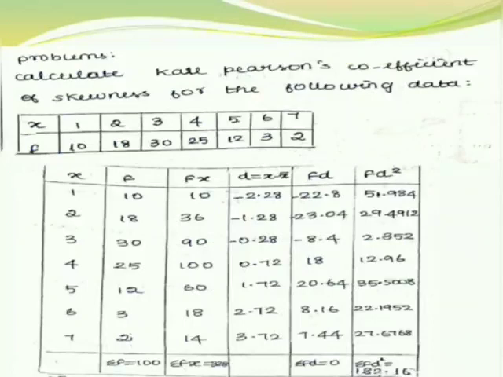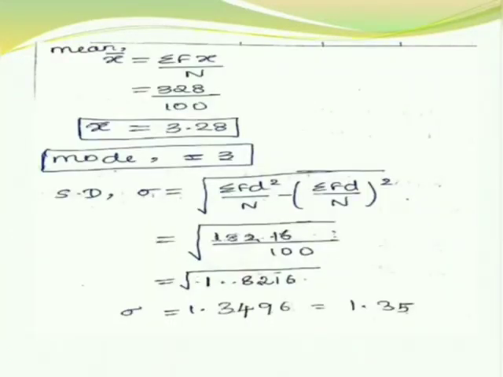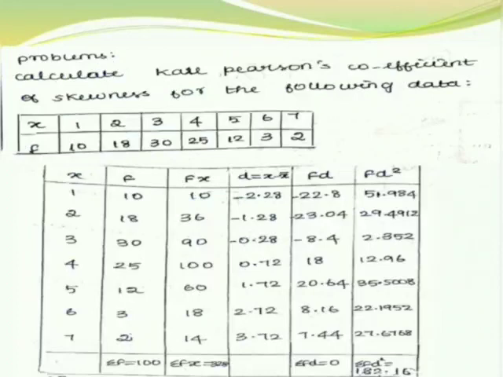Next, we are going to find the value of d, because in standard deviation we need fd and fd square. So we find a fourth column, d, using the formula x minus x bar. Our mean value is 3.28. We subtract this 3.28 from each x value. So 1 minus 3.28 is equal to minus 2.28, 2 minus 3.28 is minus 1.28, 3 minus 3.28 is equal to minus 0.28. Like that you subtract the mean from all your x values.